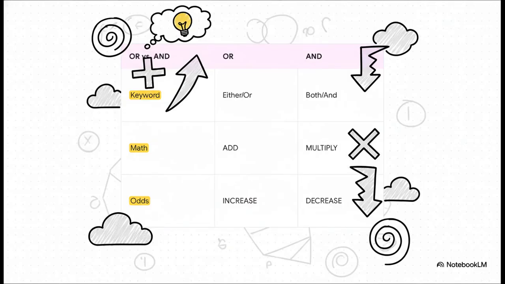Okay, you might want to screenshot this slide. This is your ultimate cheat sheet. If you see OR, you add, and your odds go up. If you see AND, you multiply, and your odds go down. If you can just lock this table into your memory, you'll be in fantastic shape.